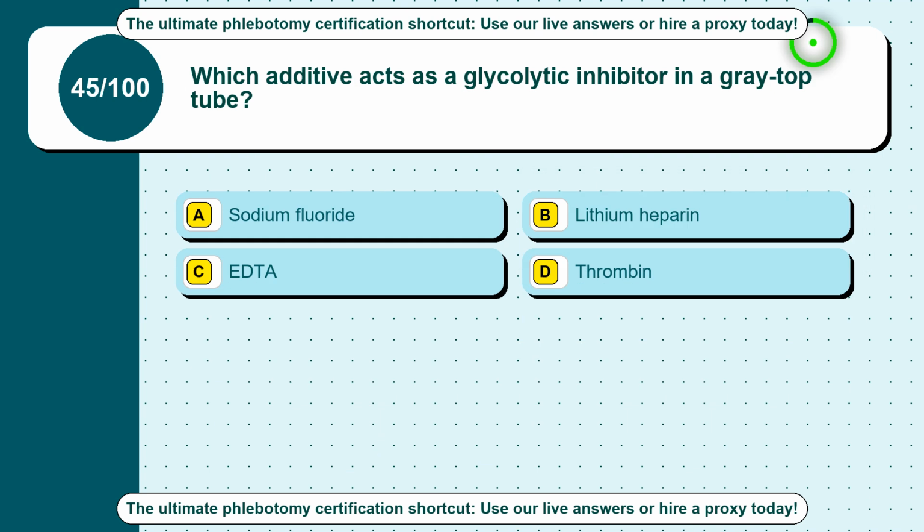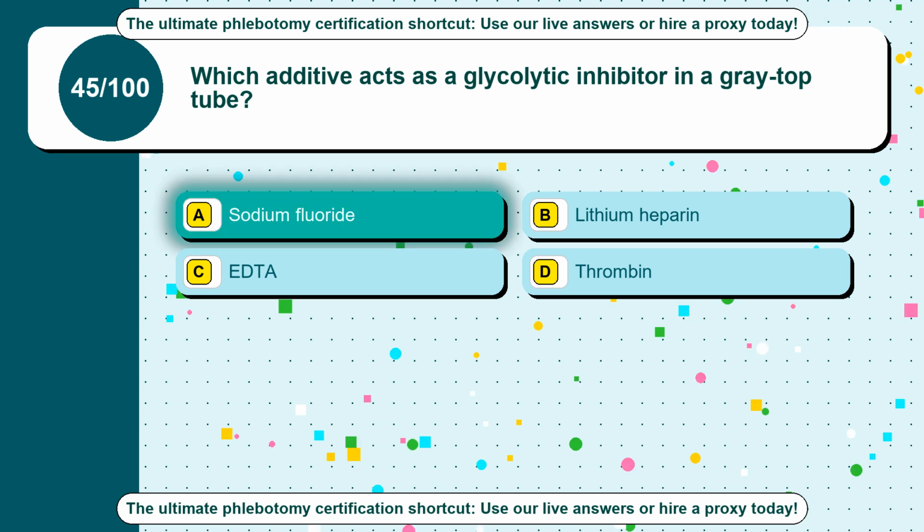Question 45. Which additive acts as a glycolytic inhibitor in a gray top tube? Option A, sodium fluoride. Option B, lithium heparin. Option C, EDTA. Option D, thrombin. The correct answer is option A, sodium fluoride.